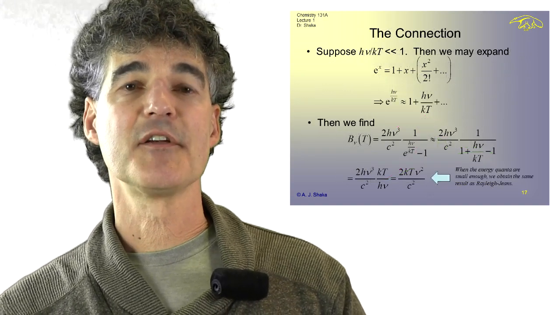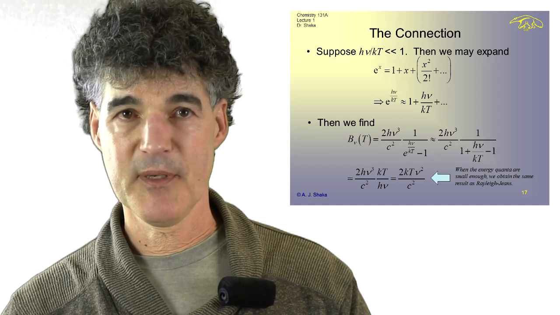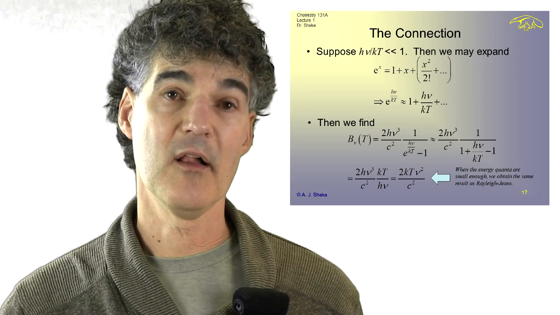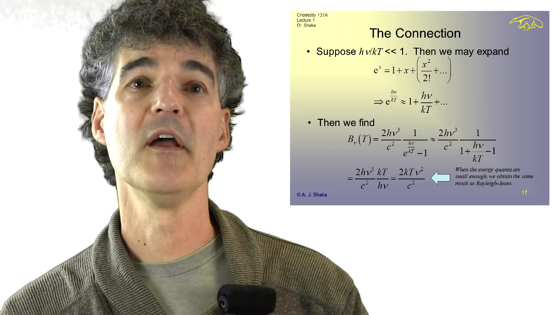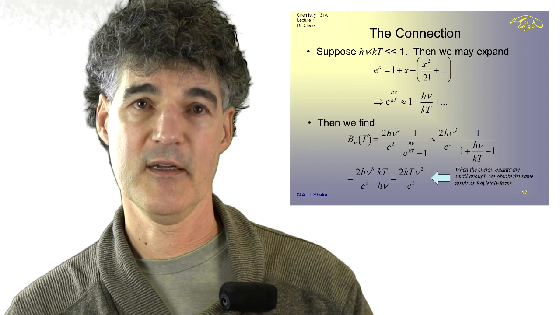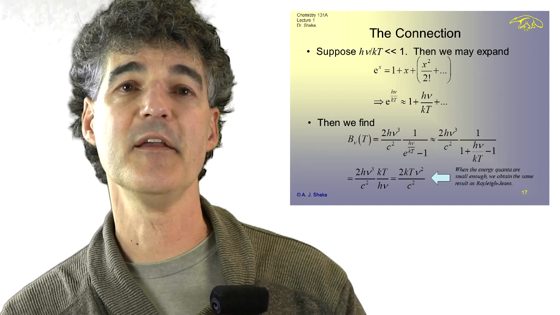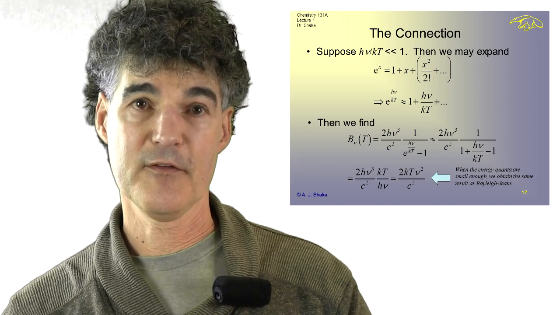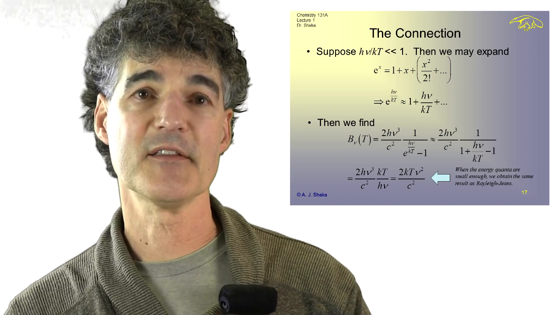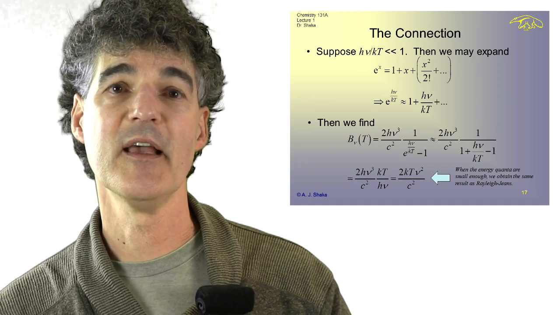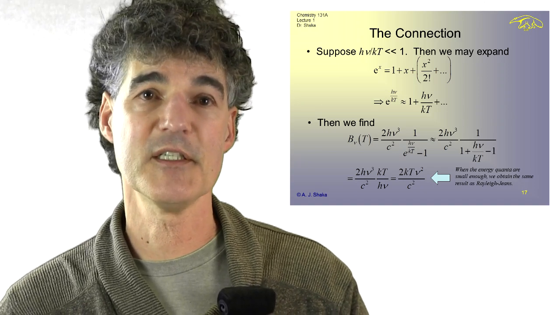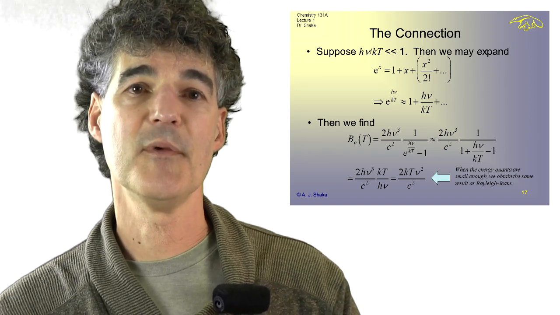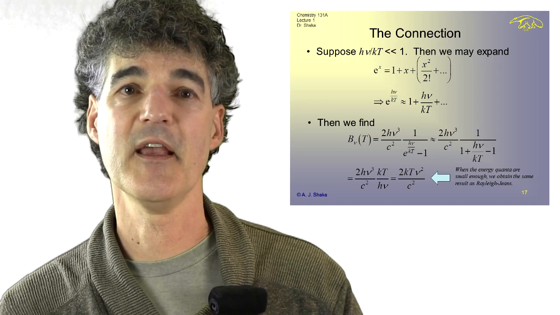Now we can make a connection between the two theories because we know they agree when the frequency is small and the energy is low. And so we can take this parameter h nu upon kT and we can assume it's much, much less than 1. And we know from calculus that we can expand e to the x in a power series, 1 plus x. And then if x is small, then x squared is very small, so we can throw it away. And that means we can write e to the h nu upon kT as 1 plus h nu upon kT.